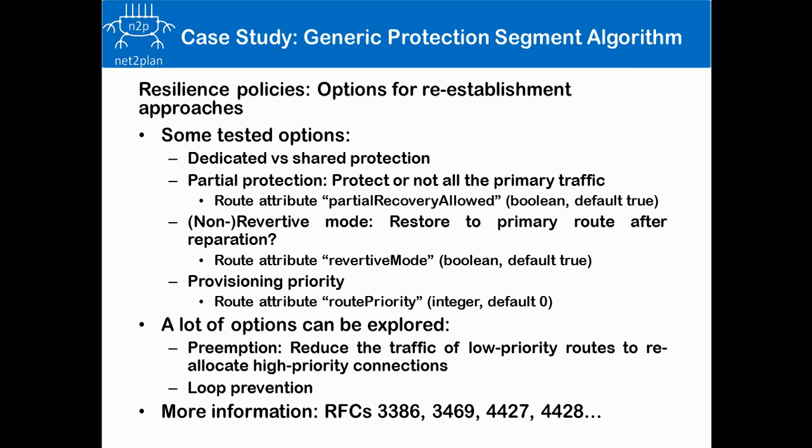Some other options can be explored while designing resilience policies using Net2Plan. For example, preemption, to reduce the traffic of low priority routes to reallocate high priority connections, or loop prevention, that is to avoid the use of link loops when rerouting traffic.